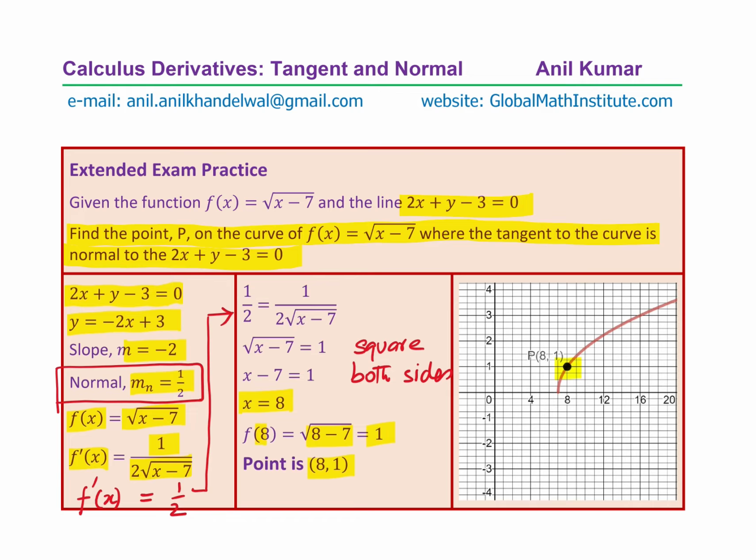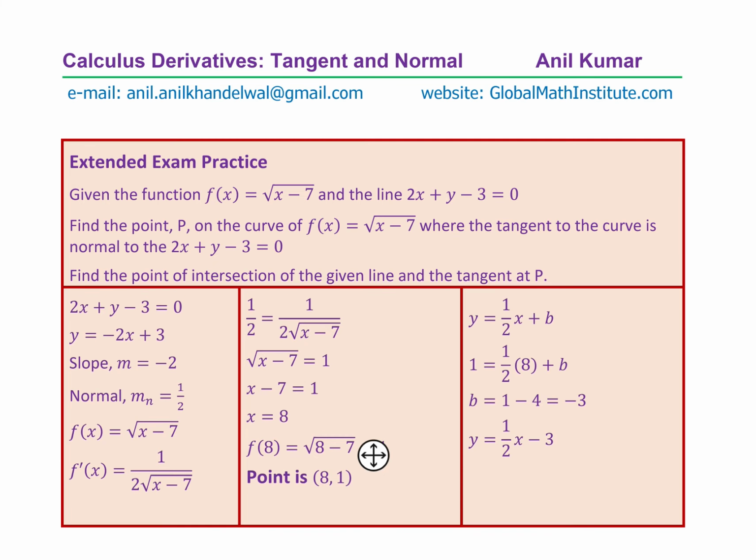Now let's do the other part, which is to find the point of intersection of the line and the tangent at P. Point of intersection means first you have to find the equation of the tangent, right? So the first part is to find the equation of the tangent, and then we can find the point of intersection. So we have to now find the equation of the tangent at P.